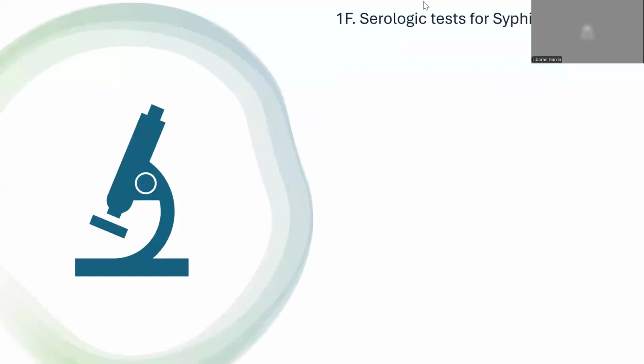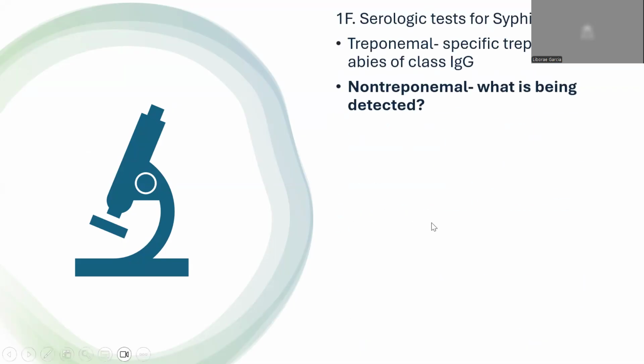Next is the serologic test for syphilis. Again, the causative agent of syphilis is Treponema pallidum. You have two serological tests: the treponemal test, which detects the specific treponemal antibody of class IgG, and the non-treponemal test.